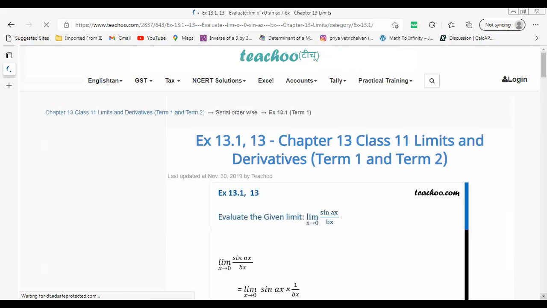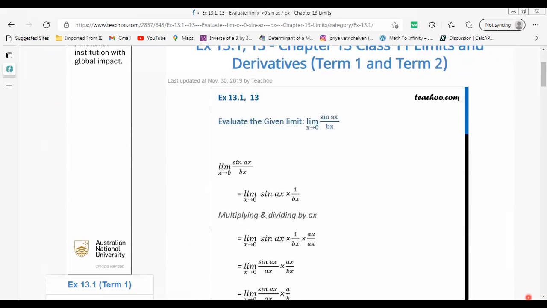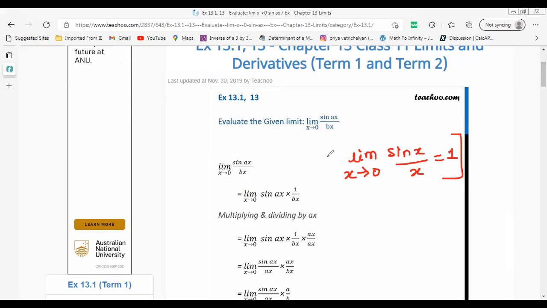Question number 13. This is pretty simple. Evaluate the given limit x approaches 0 sin ax by bx. So here we will be using the identity, that is limit x approaches 0 sin x by x. Okay. So you can assume this as 1. According to this limit identity, limit x approaches 0 sin x upon x is 1.